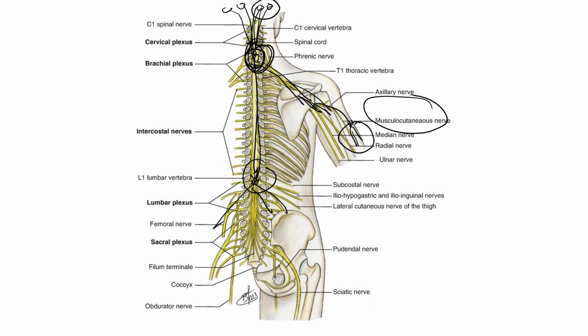Are they located in the lumbar region of the spinal cord? Are they located in the cervical region of the spinal cord? That's what's going to determine how far these primary motor cortex neurons travel down the spinal cord.